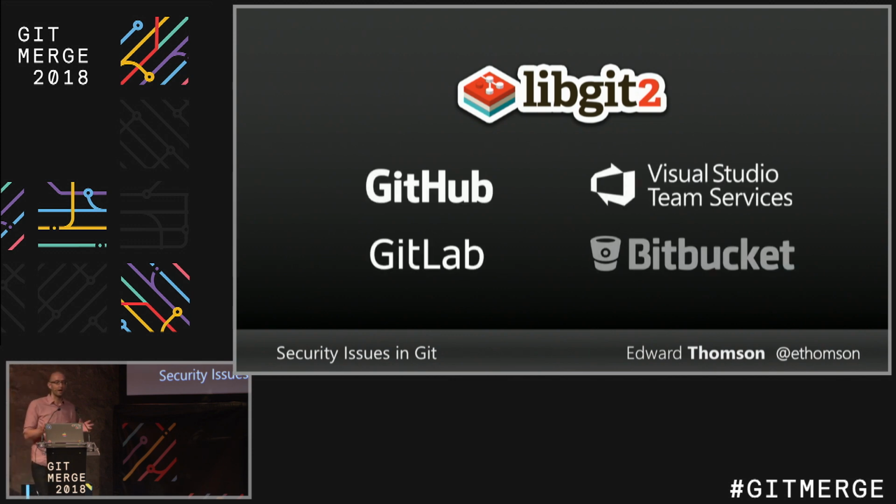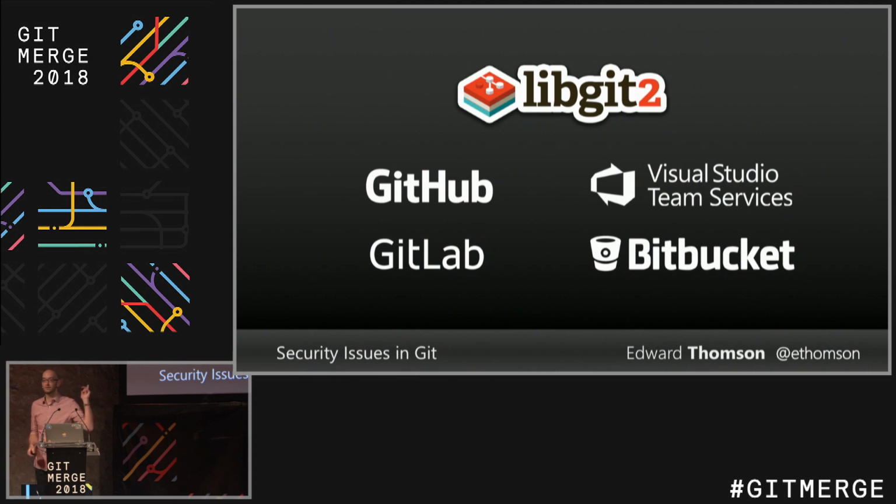Turns out we have some pretty high-profile users, probably where you host your code. GitHub uses it, Visual Studio Team Services uses it, GitLab uses it to merge your pull requests. So libgit2 is actually responsible for putting code into your repository. So yeah, and I wrote that code. So really, I do actually take this very seriously. I think about this quite a lot.